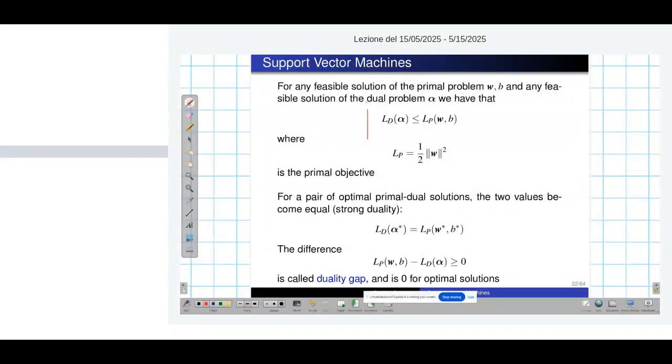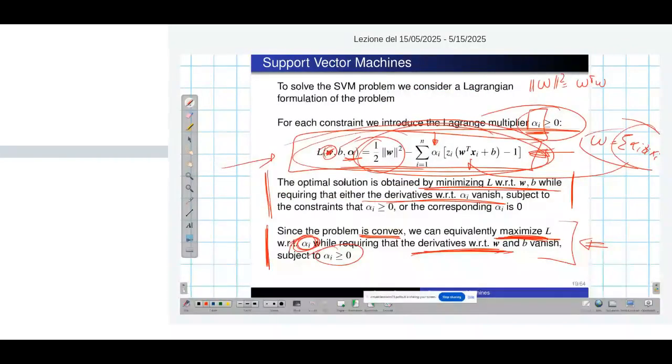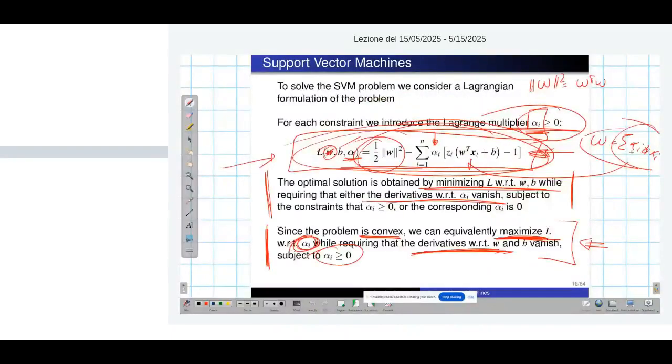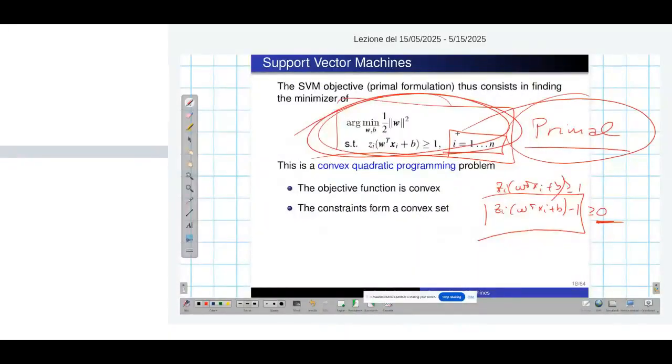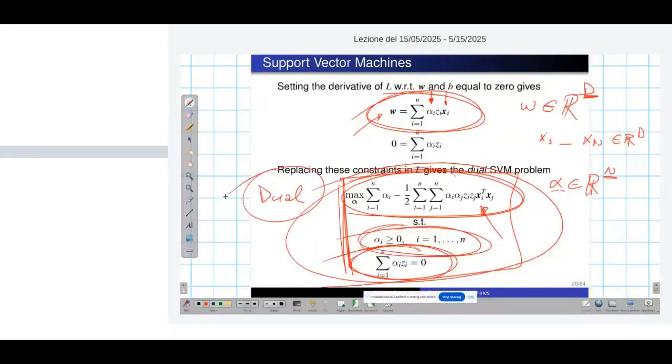Now a couple of words on the dual and primal objective. This objective function is called the dual formulation, or dual objective if I refer to the objective function itself. This is called the primal formulation. That's because this is the original formulation of the SVM, while this is a formulation given in terms of Lagrange multipliers, which are also called dual variables.